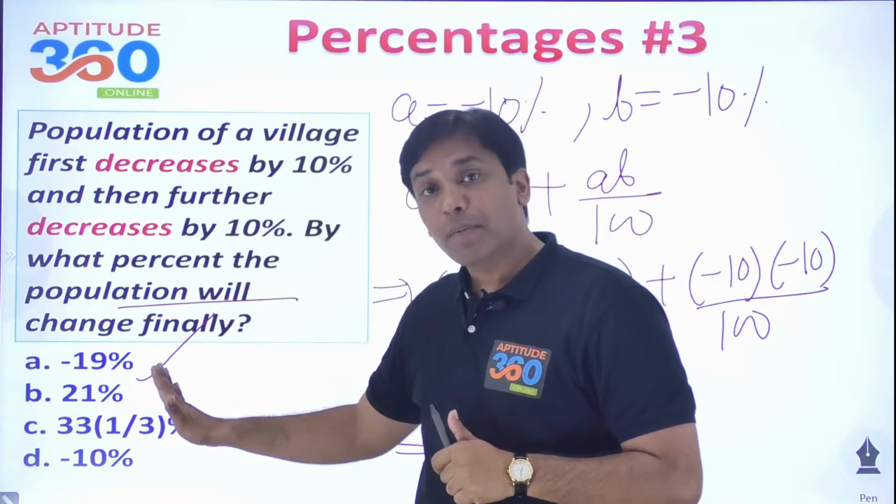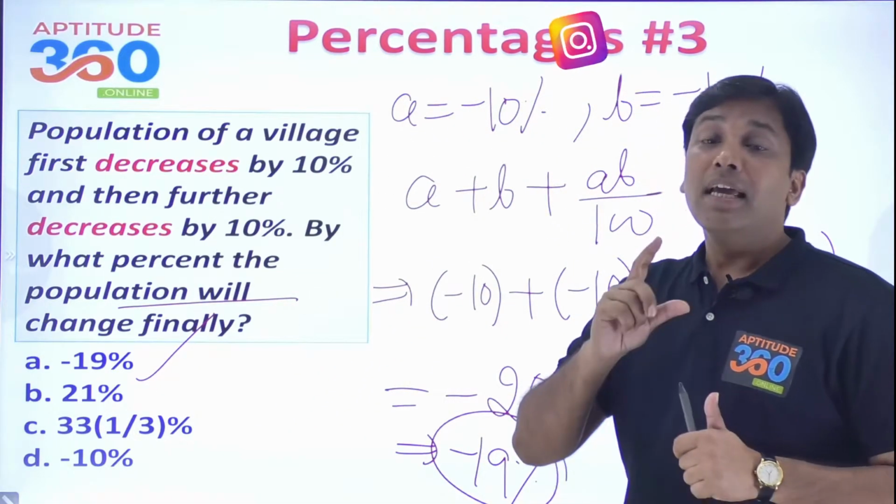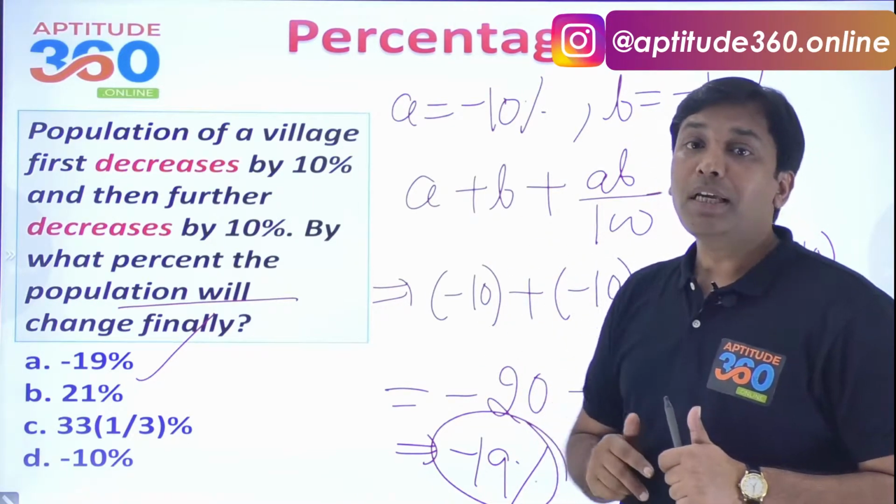ये सिंपल समझ में बात आपको आ रही है क्या? आपको सिर्फ यहाँ पे साइन पे कॉन्सेंट्रेट करना है कि जब बढ़ा तो पॉजिटिव होगा और जब घटा तो then it will have to be negative. अच्छा.